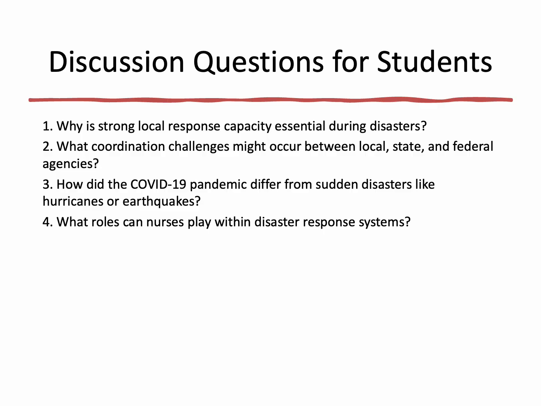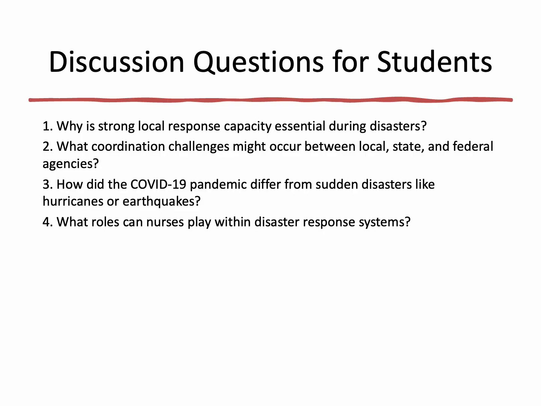At this point, I'd like to pause and ask you to think about the systems we've discussed. So, the first question: why is a strong local response capacity essential during disasters? Remember that local responders are the first to arrive. Firefighters, EMS teams, and the hospitals must act immediately, often before outside assistance is in the area.